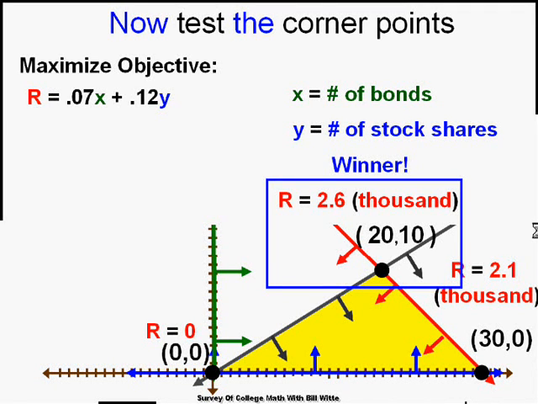But the important thing is, isn't your final answer? We have to answer the question. The question asked, first of all, how many bonds do I buy? How many stocks do I buy? Okay, well, there's your answer. X is bonds. Good thing you wrote this down. Y is stock shares. To maximize your profit, you should buy $20,000 worth of bonds and $10,000 worth of stock. And you will get a return of 2.6 thousand or 2,600. So we've answered everything they wanted to know. And that's what I expect you to do on these problems.